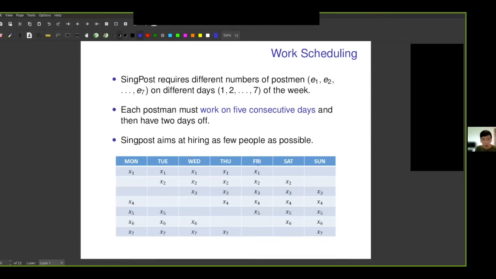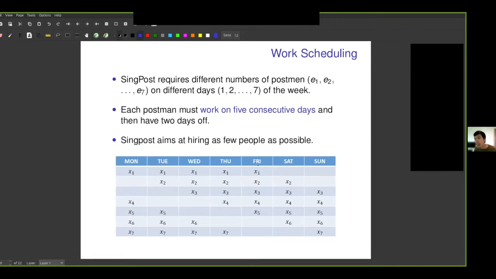The next example that I would like to look at is what we call the work scheduling problem. The idea of the work scheduling problem is that you would like to make an arrangement of the employees within your workforce. Just to give a little more context, let's suppose that in the future you are a manager of a post office branch. What you want to do is come up with an arrangement of the postmen, the post officers who will work for you.